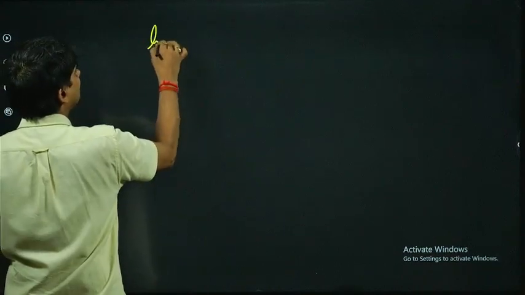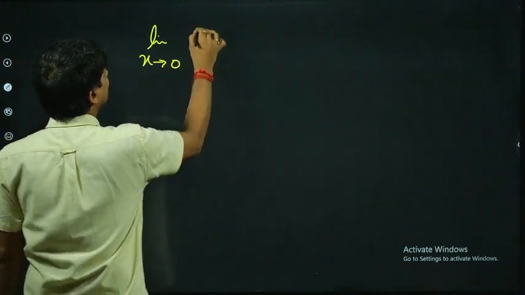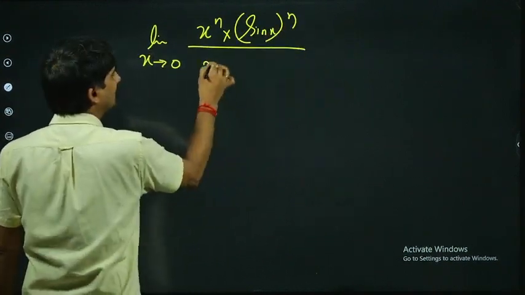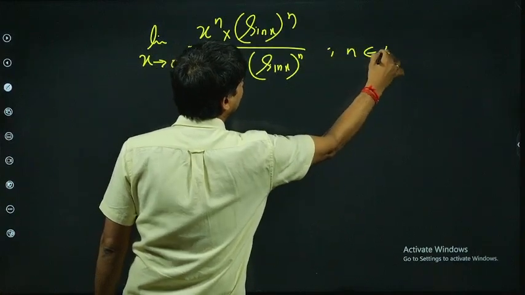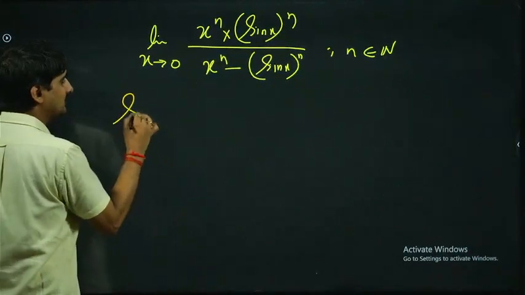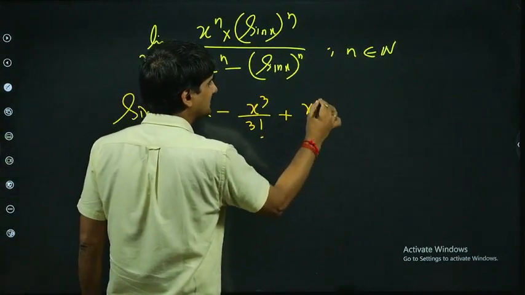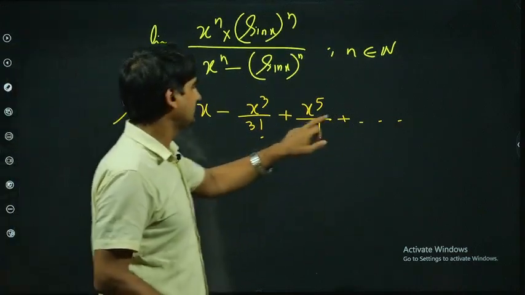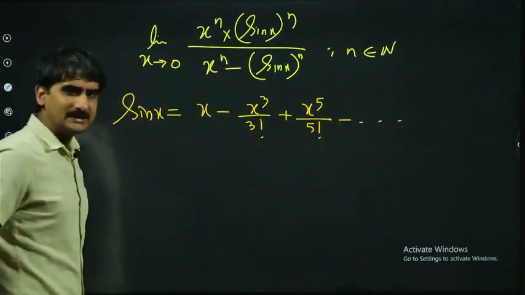It's limit as x tends to 0, (x^n sin x)^n over x^n minus (sin x)^n, where n is a natural number. What I would like to use here is the series of sine, which says that sine x is x, since sine is an odd function, isn't that? So here you have only odd polynomial terms, with alternate positive negative sign. So that's the series which I am going to use.